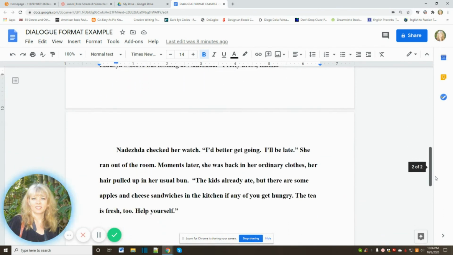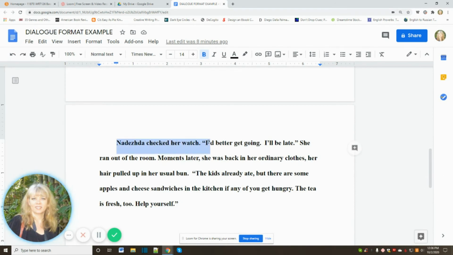So let's take a look at another example. So again, there's an action, she checked her watch. And then we don't put a comma here, we put a period because the next sentence is a separate sentence, right? Again, it's in quotation marks.